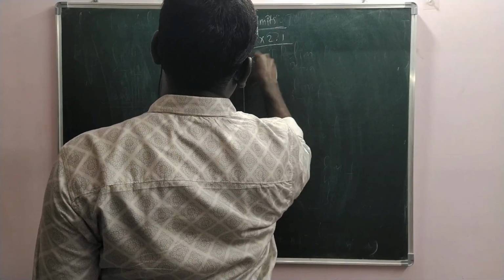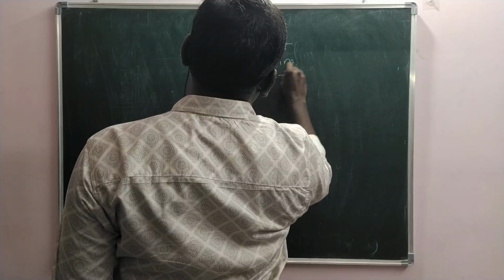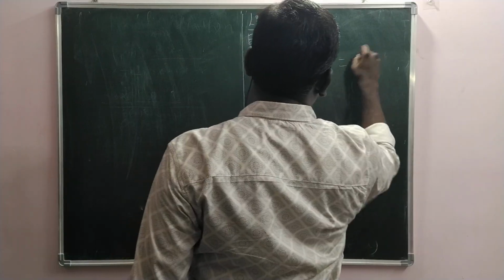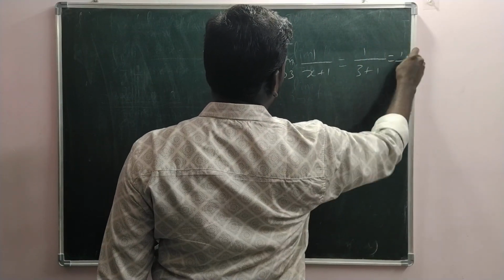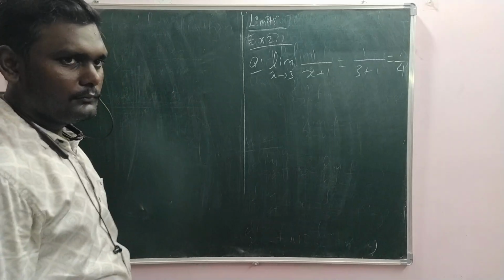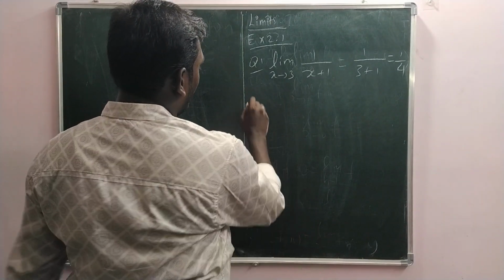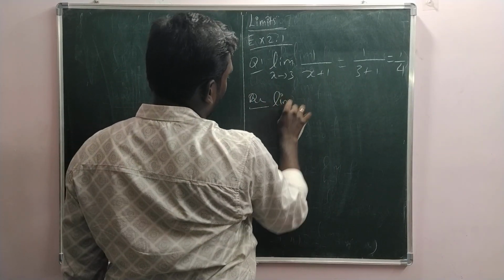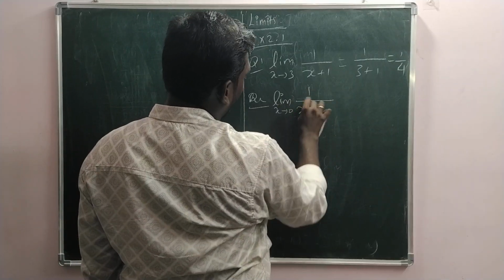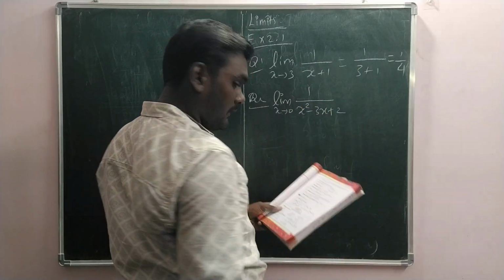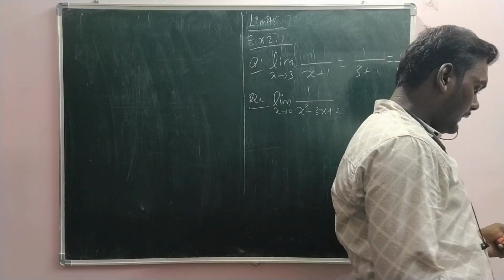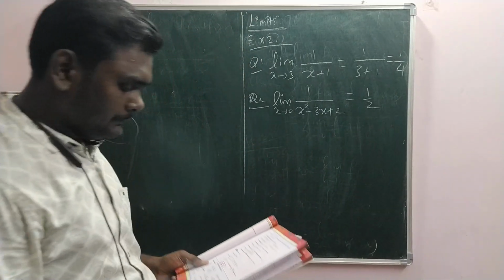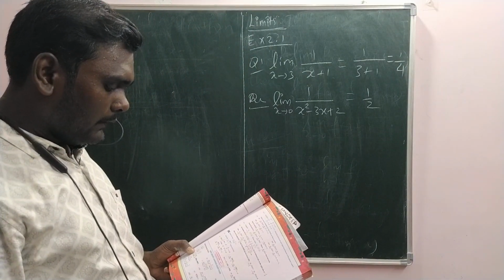Then exercise 2.1, question number 1. Limit x tends to 3, 1 by x plus 1. What is it? 1 by 3 plus 1, 1 by 4. That's all. And then the second one. Limit x tends to 0, 1 by x square minus 3x plus 2. So we'll substitute 0, we'll get 1 by 2. That is it. Now look into the next one.